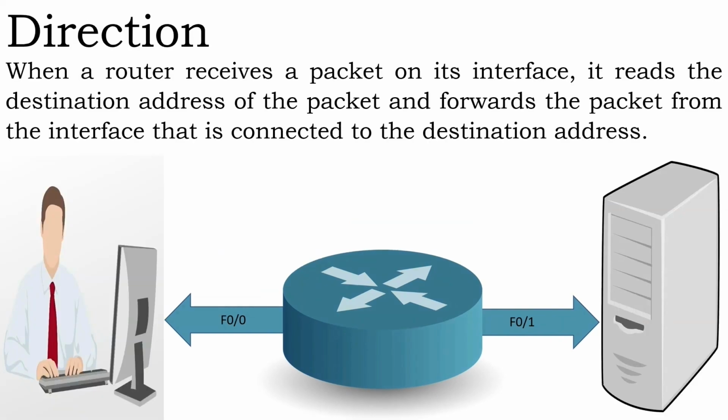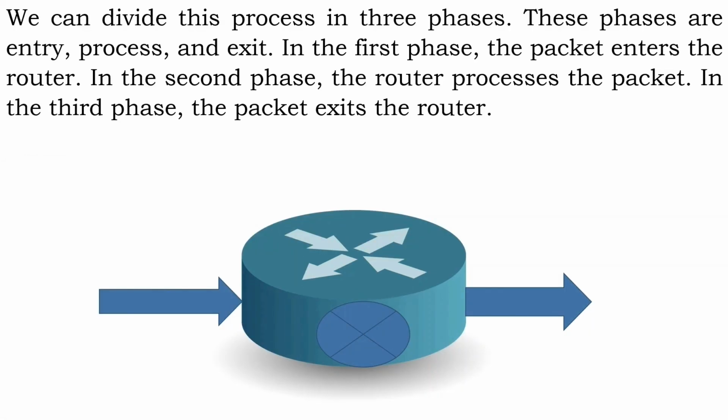Direction. When a router receives a packet on its interface, it reads the destination address of the packet and forwards the packet from the interface that is connected to the destination address. We can divide this process into 3 phases.